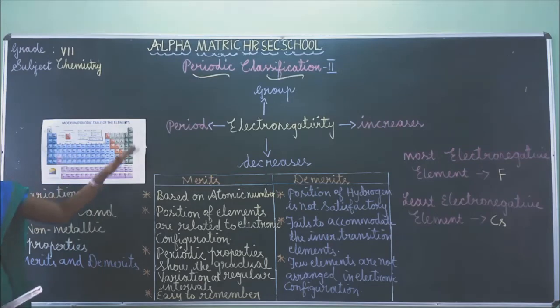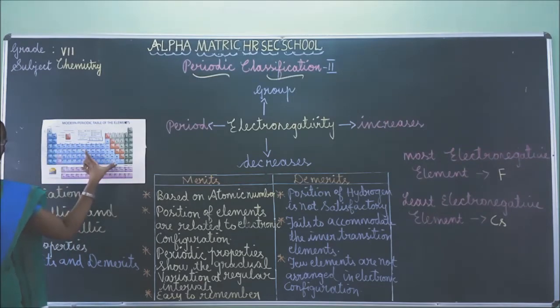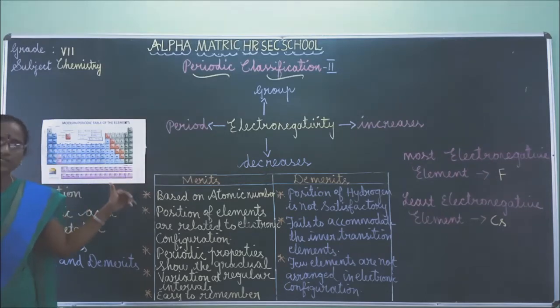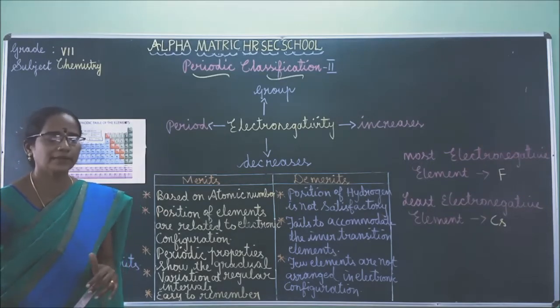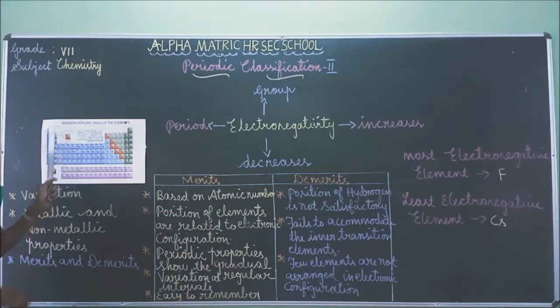Okay, if you take the periodic table, some of the elements are metals, some elements are non-metals, whereas some elements are metalloids, isn't it? So, in the periodic table, all the metal elements are arranged on the left hand side, whereas non-metals are arranged on the right hand side.